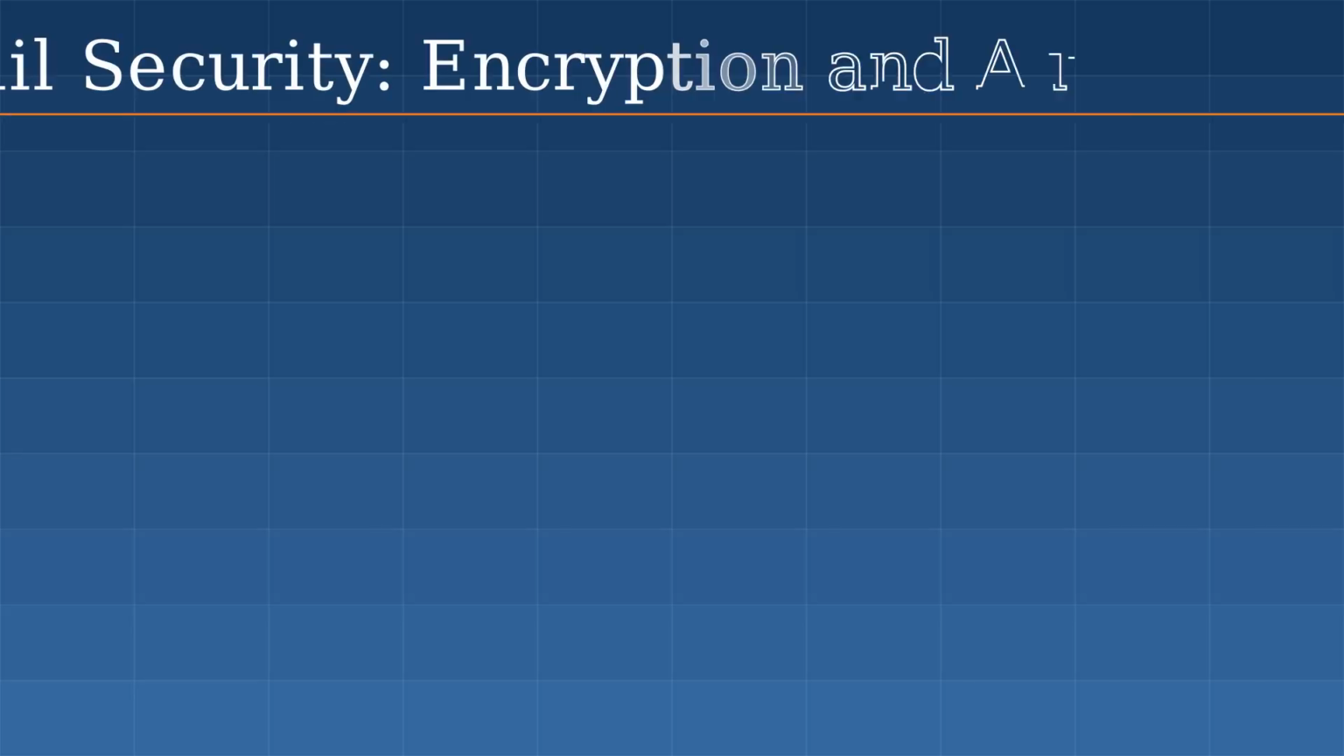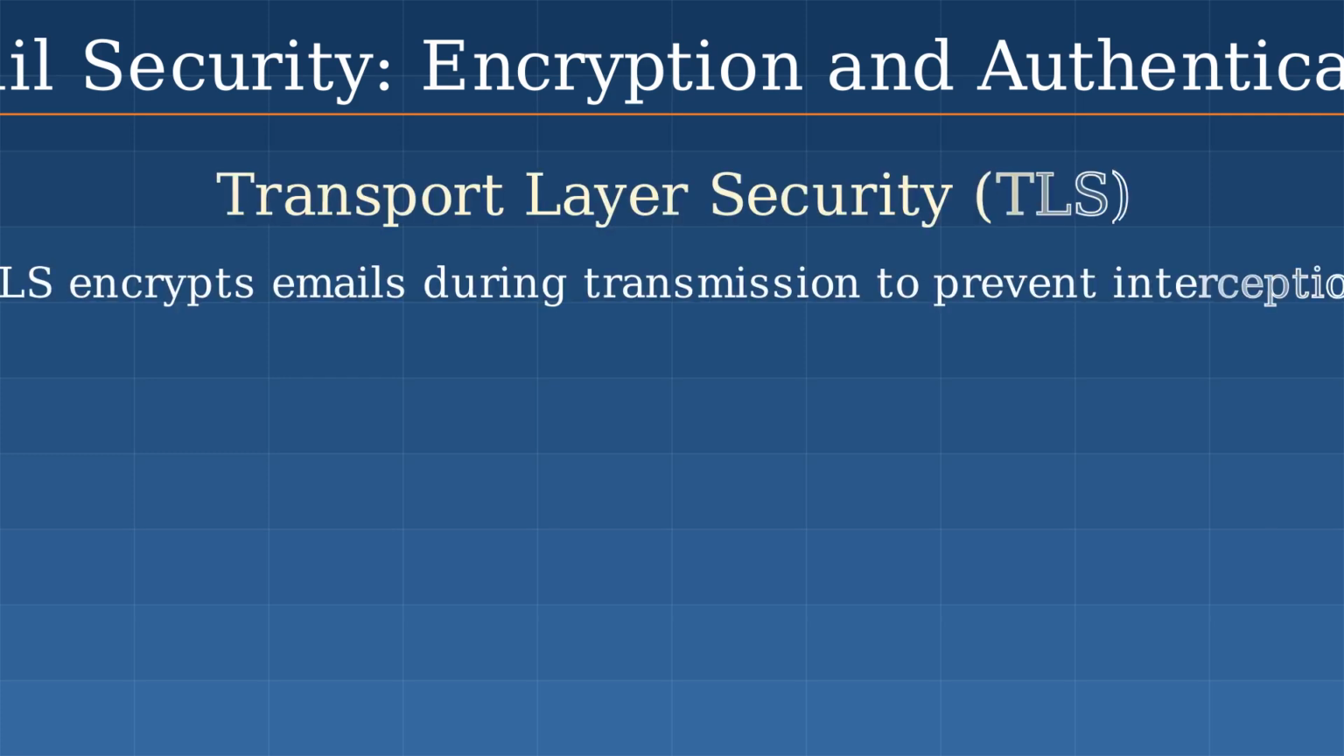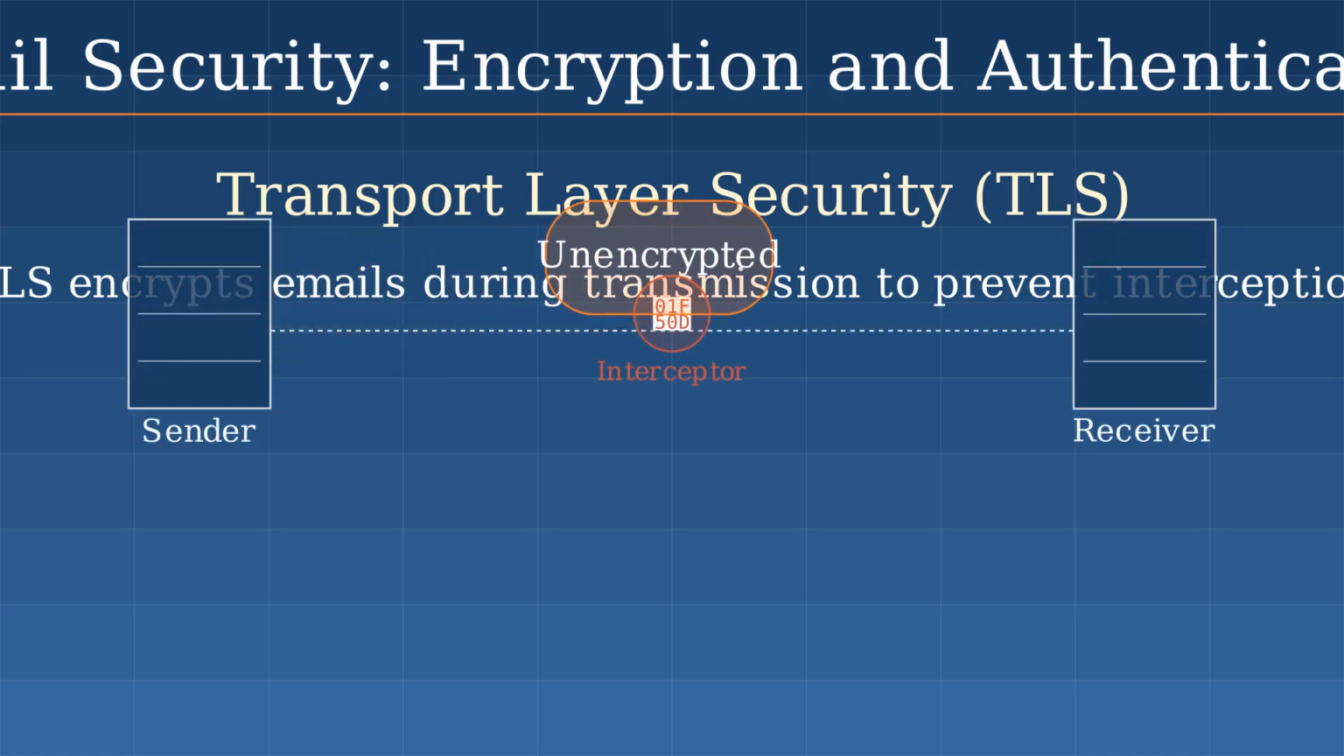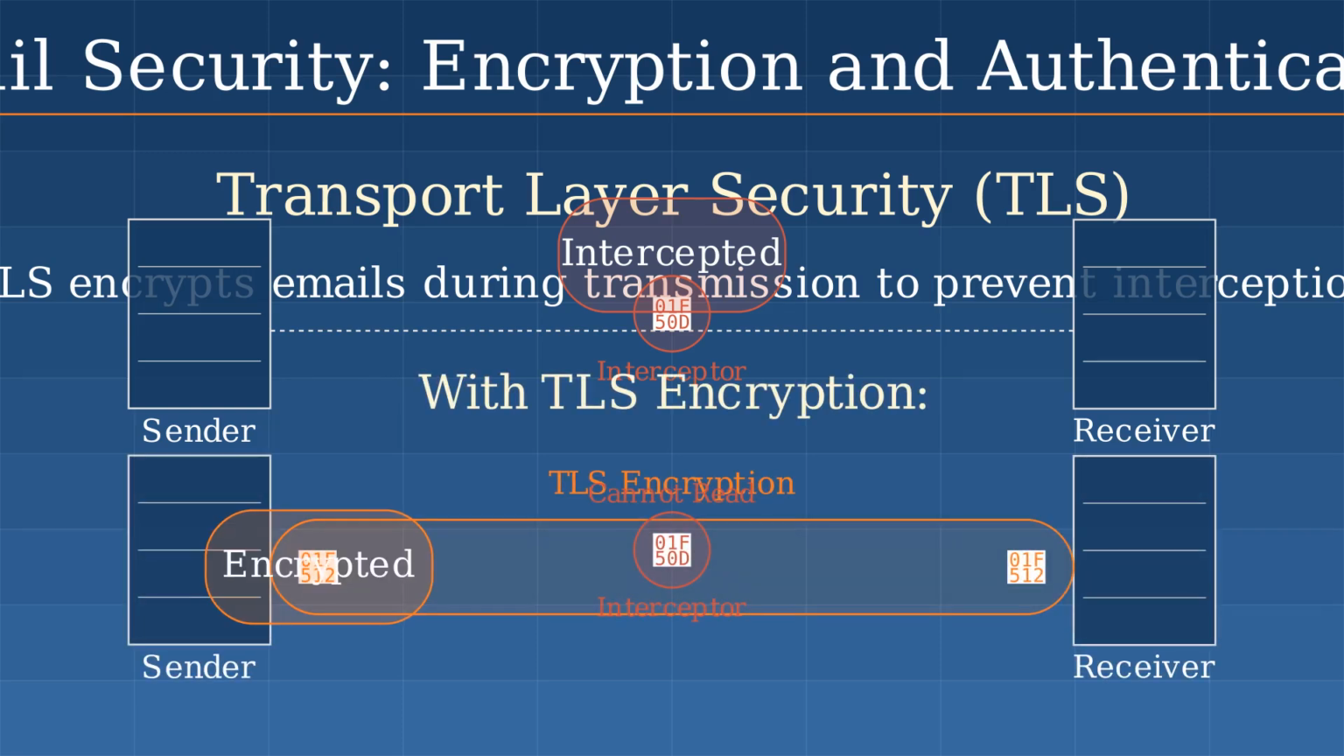Email security is essential to protect your messages from unauthorized access and verify the authenticity of senders. Transport Layer Security, or TLS, encrypts email data during transmission between servers. Without encryption, emails are vulnerable to interception by unauthorized parties. TLS creates a secure, encrypted tunnel between email servers. Even if messages are intercepted, they remain unreadable without the encryption key.